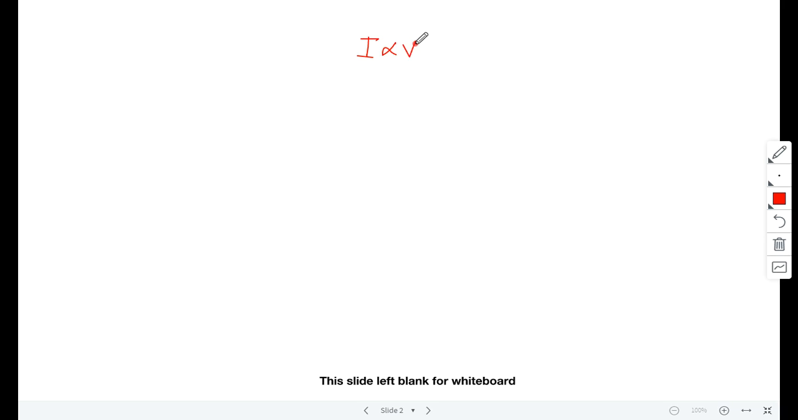That means if you keep on increasing the potential difference, you will get a higher current. And if you decrease the potential difference, you get a lower current. So they share a direct relationship. Now if I remove the proportionality sign, I have to introduce a constant, and this constant is resistance here. So V equals IR.